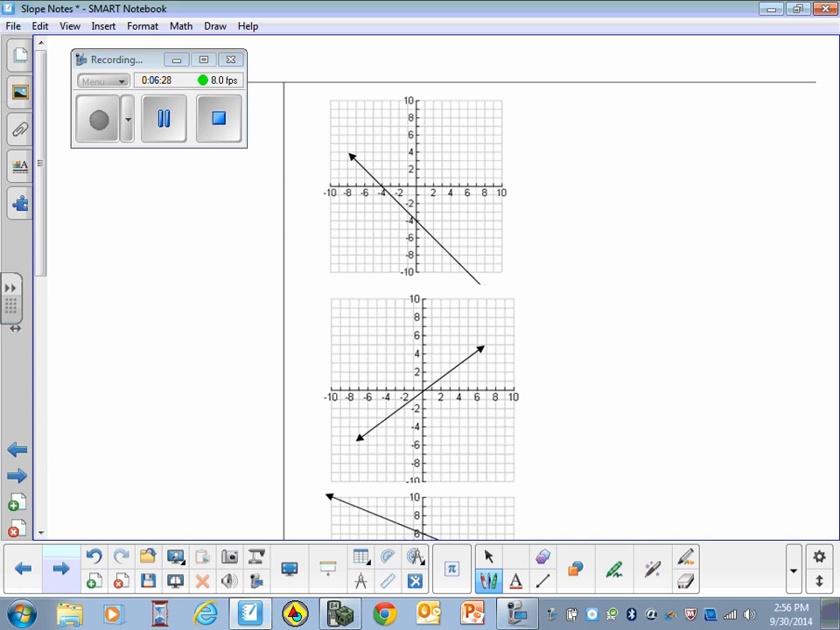Oh, I like this point right here. This is also the y-intercept. And it looks like the x-intercept is a good point also. So I'm going to follow my grid, connecting in a right triangle.